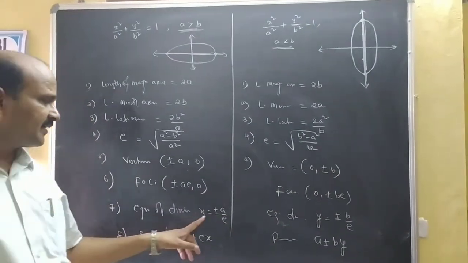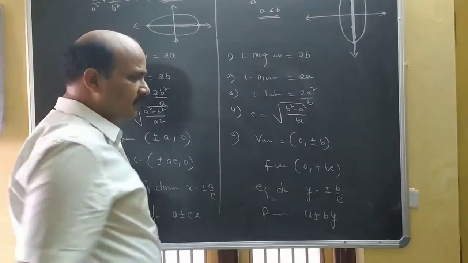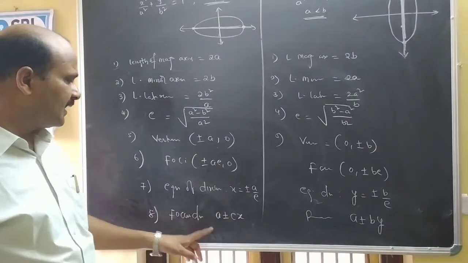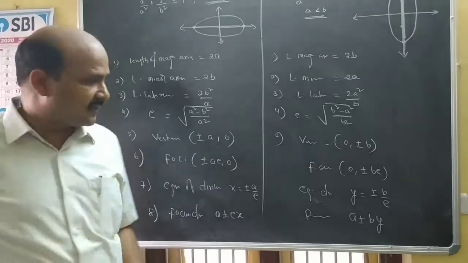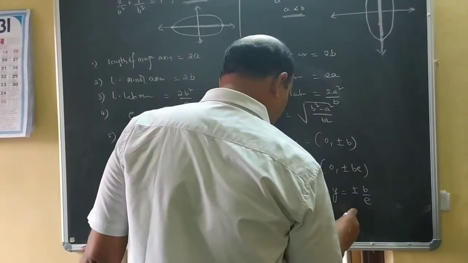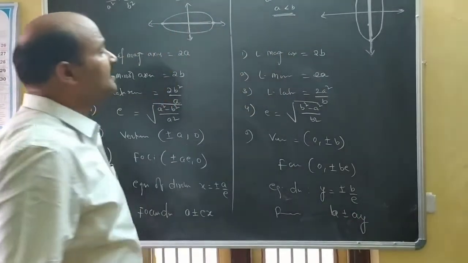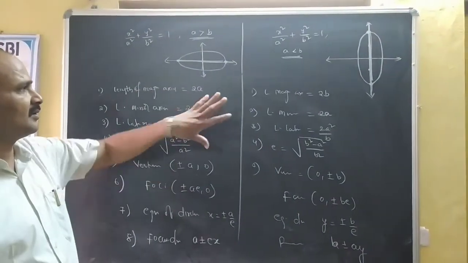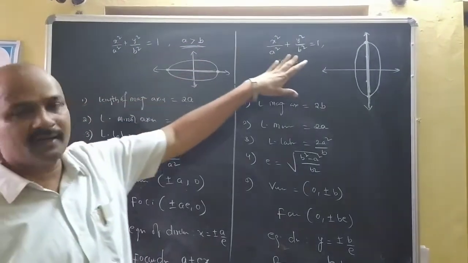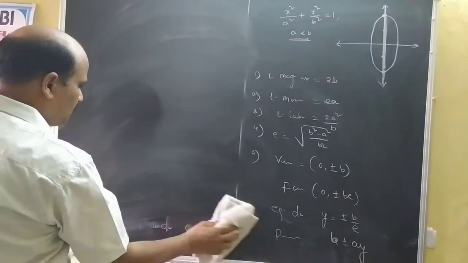And the equation of directrix is x is equal to plus or minus A by E and y is equal to plus or minus B by E. Here, now the focal length is A plus or minus EX and the focal length is B plus or minus EY. So this is about the overall points regarding ellipse when A is greater than B and A is less than B. So after this, we discuss about the position of the point.